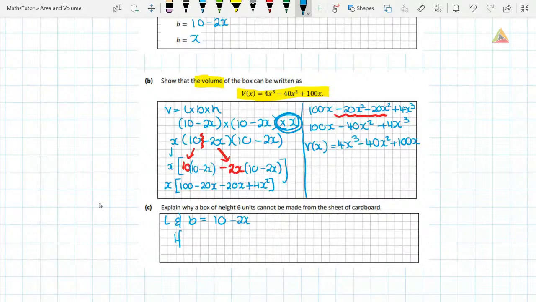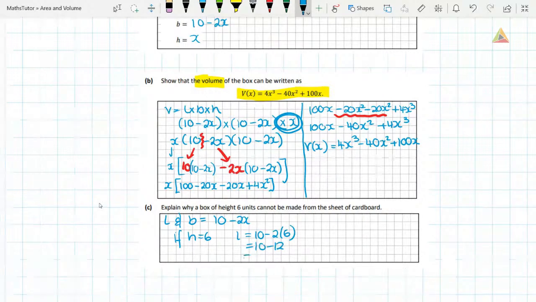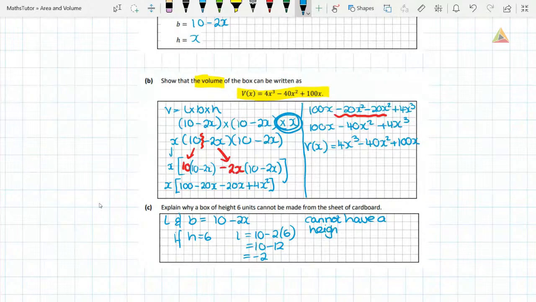So if the height, which we said was x, was equal to 6, that would make the length and the breadth both equal to 10 minus 2 times 6, which is 10 minus 12, which is minus 2. So we can't have a length or a breadth that's a negative number. So all of my distances have to be positive. So the fact that we'd be getting a minus 2 for a length and a breadth means that we can't have that height. So that's all that we would need to say. Cannot have a height of 6, as length and breadth would be negative.